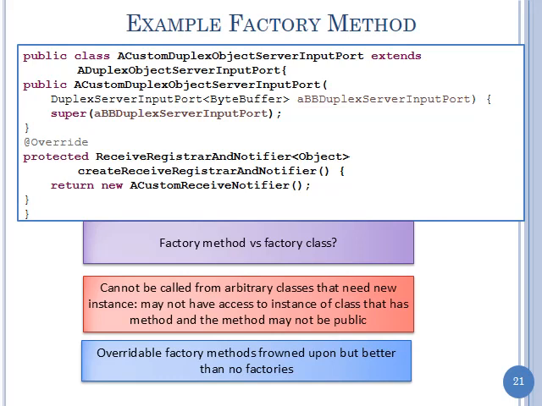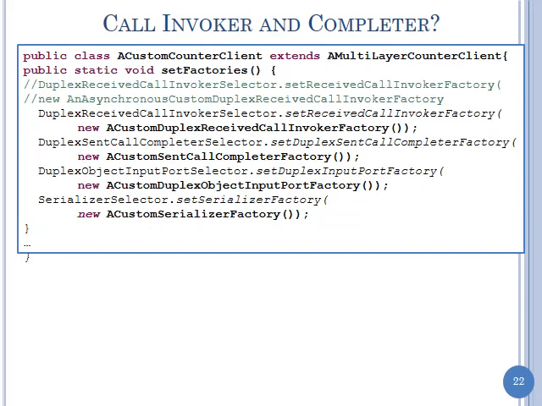So variable factory methods are frowned upon, but better than no factories. Okay, we have 15 minutes left. We've understood the software engineering aspects. Now let's figure out what this example is doing and what kind of components is changing, so that we understand the architecture a little better.